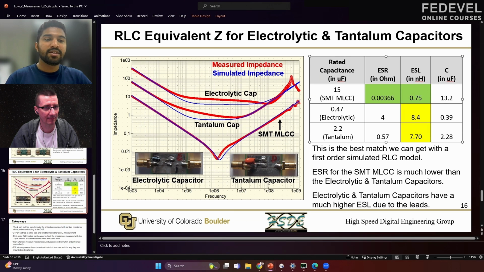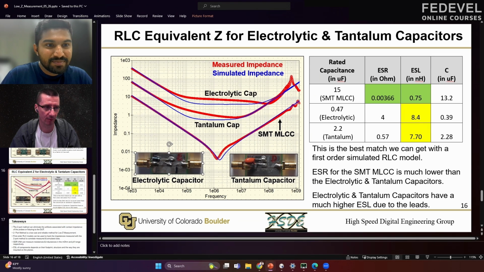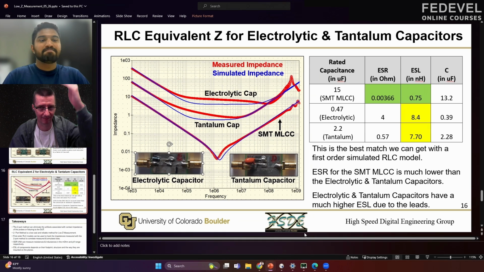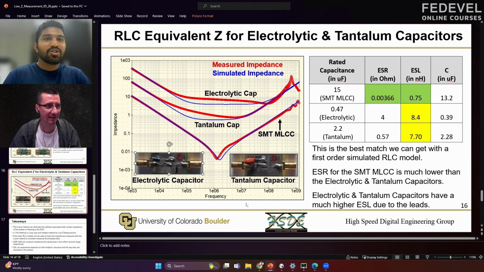But what we are really interested in here is something else. The electrolytic capacitor and the tantalum capacitor that we have in this case are leaded capacitors. So the structure is a leaded structure, and the SMT MLCC that we had is a surface mount structure. It's the reference that we did before. Yes, exactly. What we are interested in is the impedance at higher frequencies, which is dominated by the ESL.